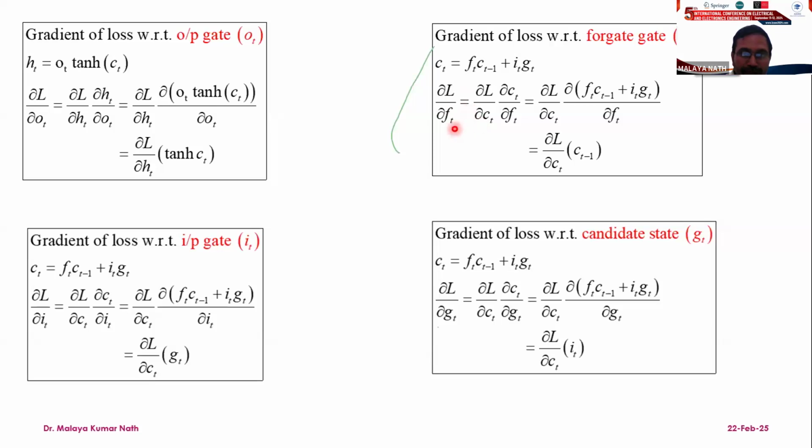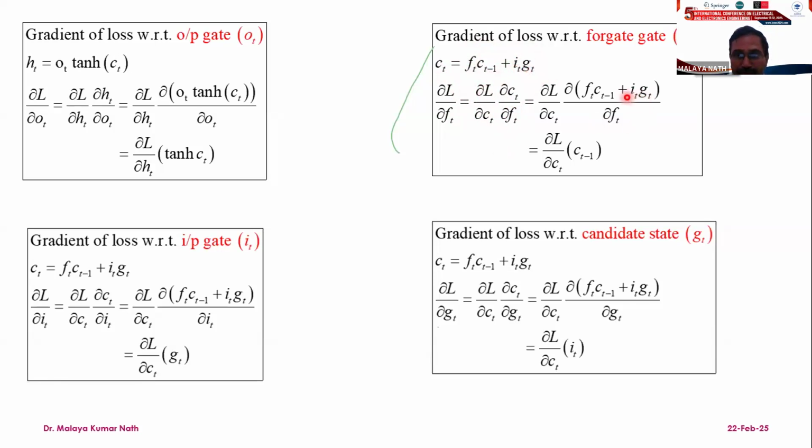So the derivative of loss with respect to the forget gate can be computed as the derivative of loss with respect to the candidate state, that is CT, times the derivative of CT with respect to the forget gate. So why is it CT? Because we have already discussed that CT is nothing but the state output at the time instant t, which depends upon what information is forgotten and what information is retained. The first part, as already discussed, tells what information is to be forgotten, and the second part tells what information is to be added into the cell state.